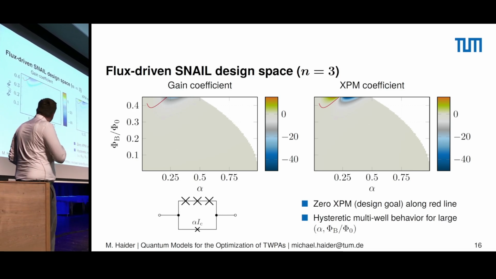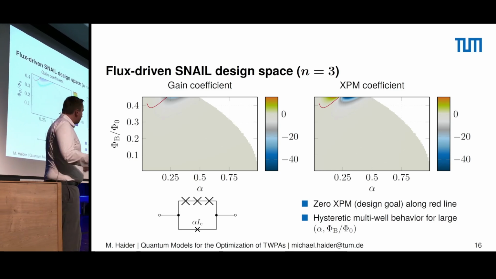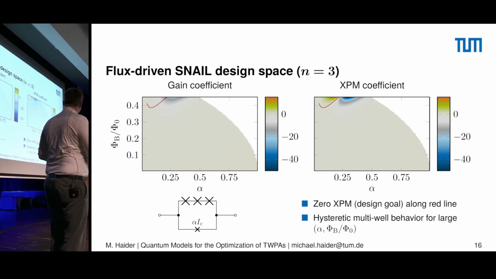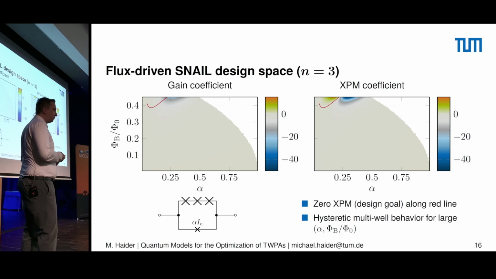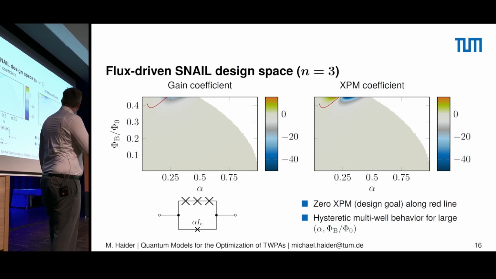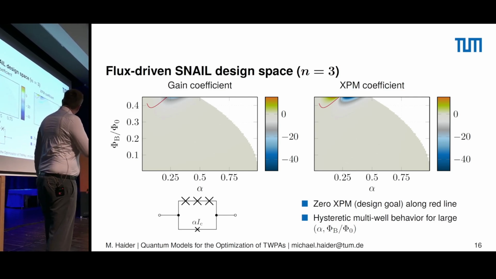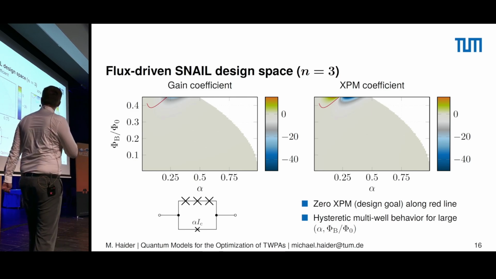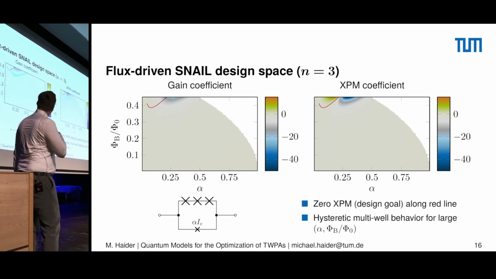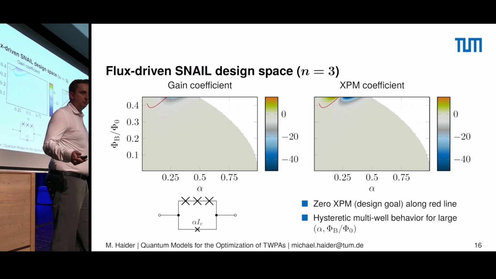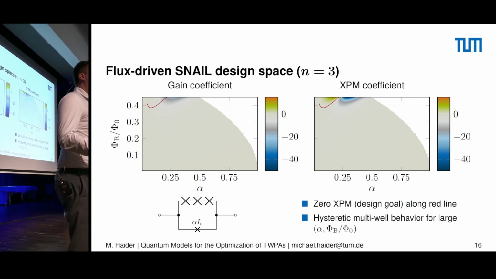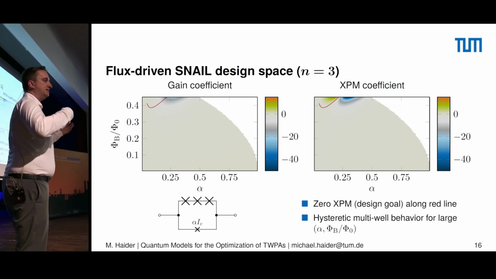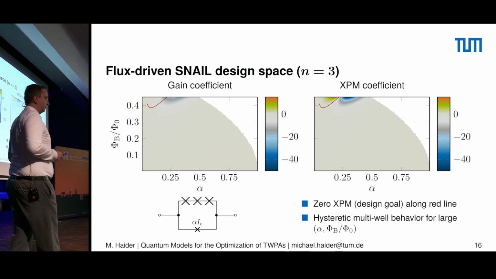So we evaluate this design space and then go along with our design goal. We want to have 0 cross-phase modulation, so the 4-wave mixing coefficient, the C4 coefficient, should be equal to 0. And if we look at this plot here, this is true along this red line. Then we use this red line, translate it to the gain plot, and choose a point where the gain gets maximized. That is the idea of how we optimize our traveling wave parametric amplifiers for maximum 3-wave mixing with ideally 0 residual 4-wave mixing, right?